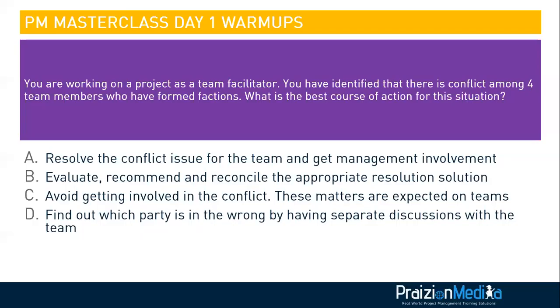First question, you are working on a project as a team facilitator. You have identified that there is conflict among 4 team members who have formed factions. What is the best course of action for this situation? A, resolve the conflict issue for the team and get management involvement. B, evaluate, recommend, and reconcile the appropriate resolution solution.